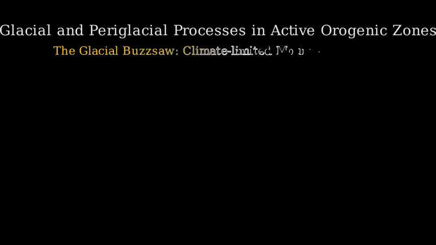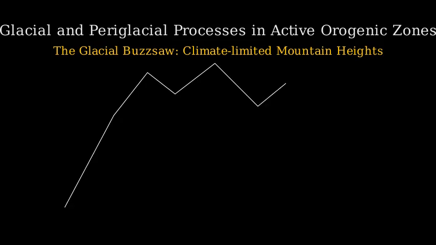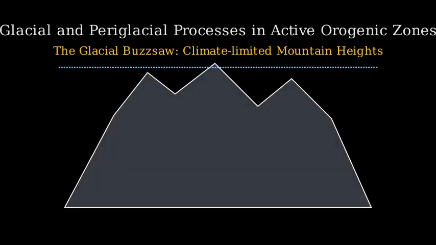Welcome! In this lesson, we build an intuitive picture for how glaciers and periglacial processes shape actively growing mountain ranges. We will use the idea of the glacial buzzsaw, where climate through glaciers trims peaks near the snowline, also called the equilibrium line altitude. Let's draw a simple mountain range. Now, we add the snowline, the elevation where glacier mass balance is 0.